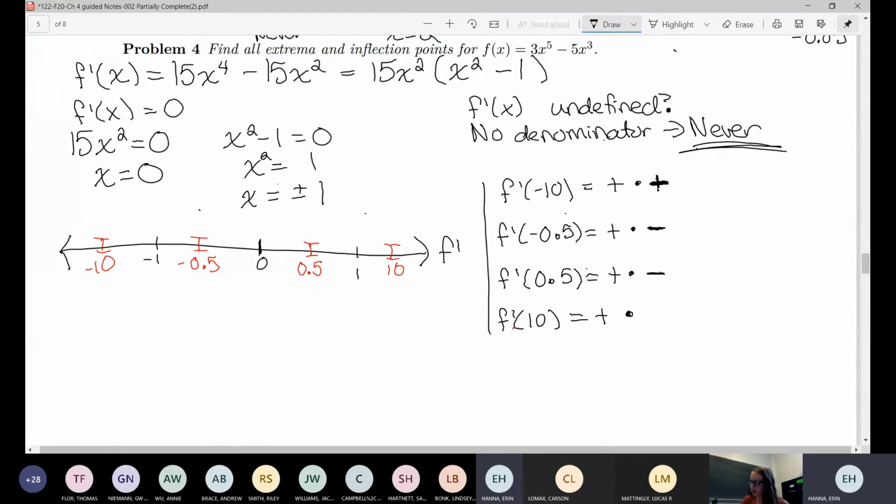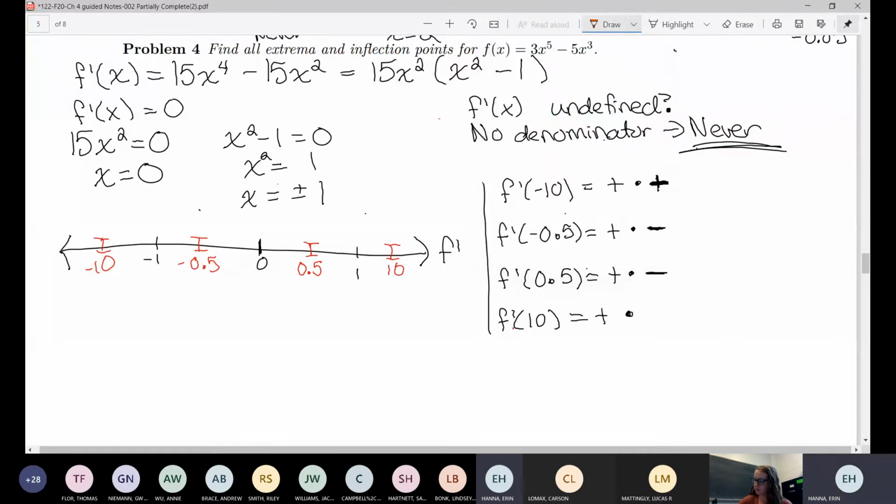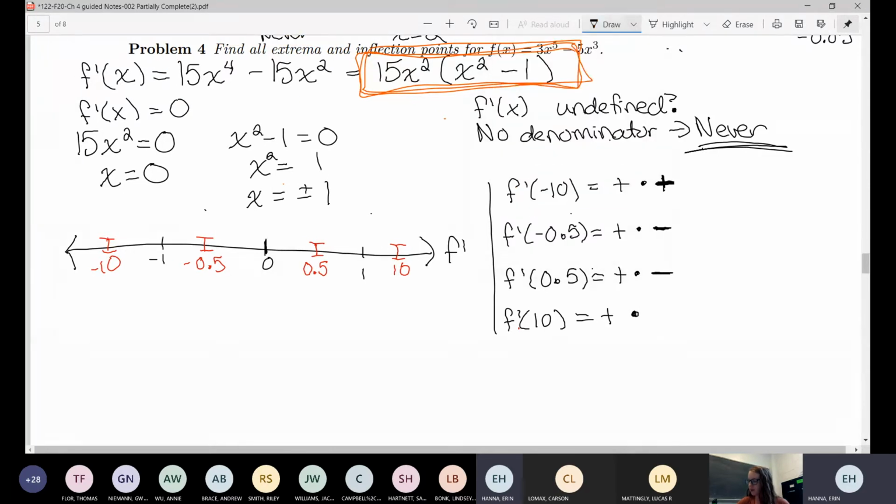Same thing when I plug in positive 1/2, I get 1/4 minus 1. I'm using this 15x squared times x squared minus 1. If you want to use the unsimplified one and just plug in the number, that's perfectly fine. And again, I'm going to write down the actual number in a second. I'm just doing my little sign idea in case anyone likes to do those. And then if I plug in positive 10, we'd get a positive number there.